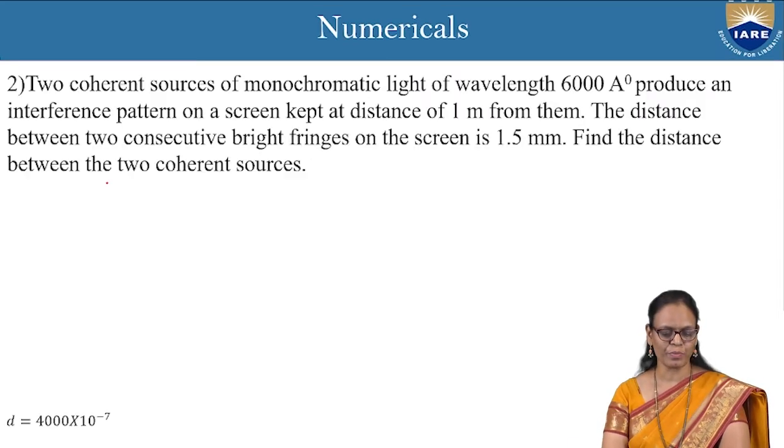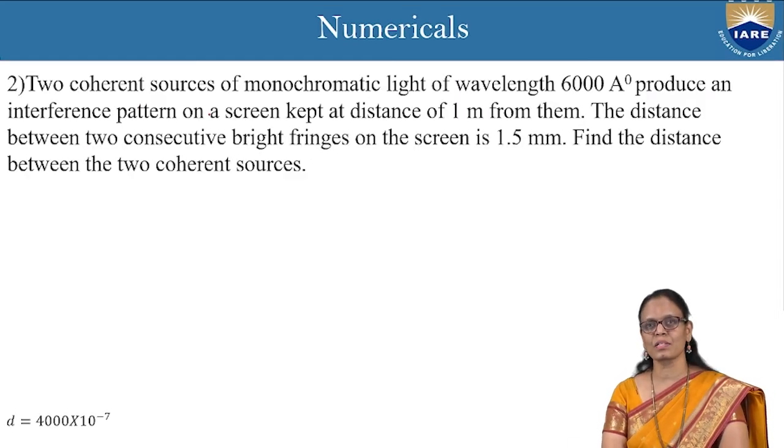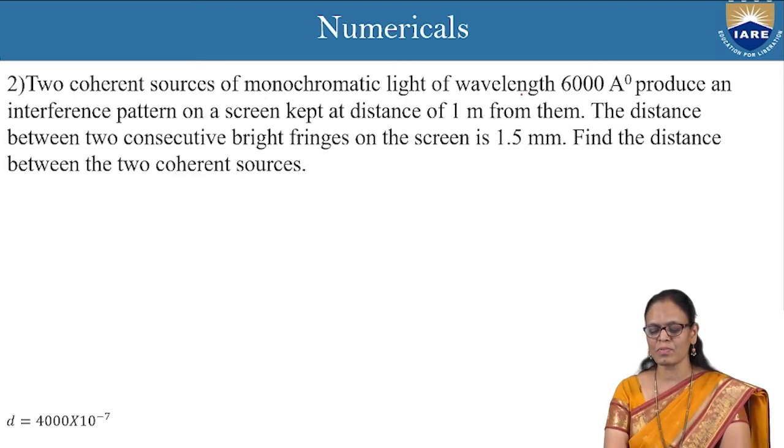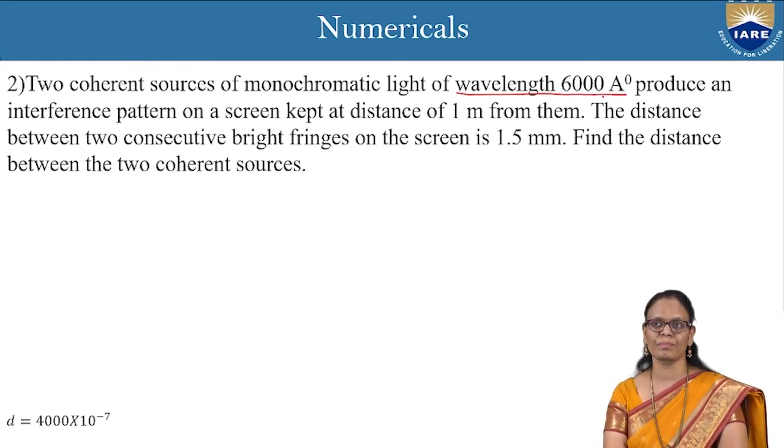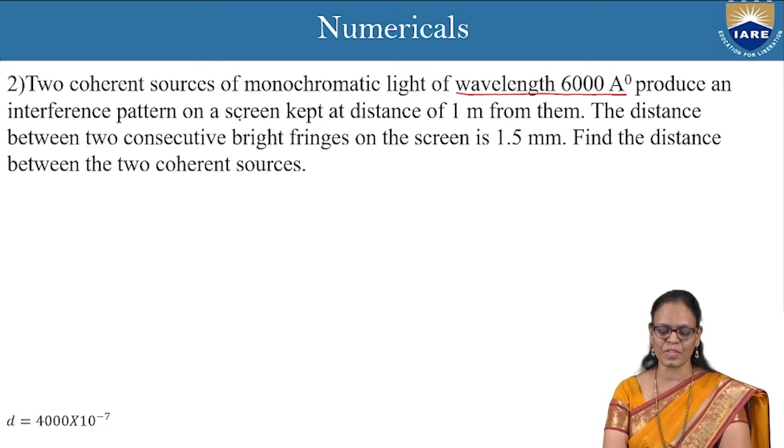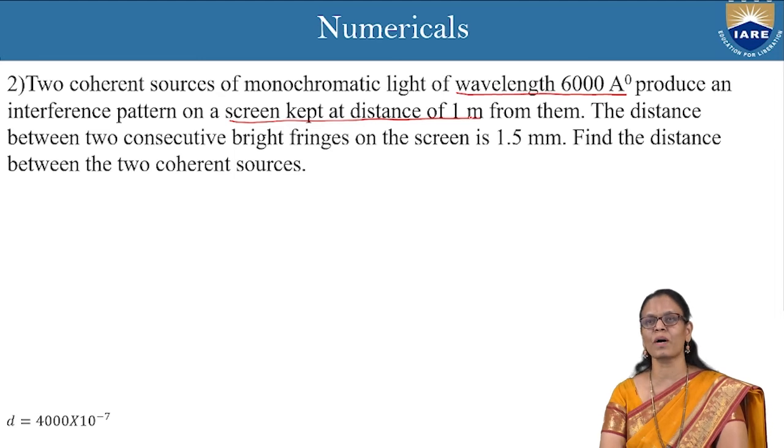Now coming to the second one. Two coherent sources of monochromatic light of wavelength 6000 angstrom unit. The wavelength is given in angstrom. They produce an interference pattern on a screen kept at a distance of 1 meter.